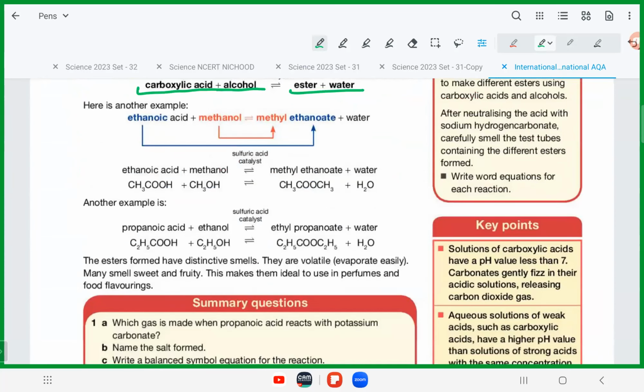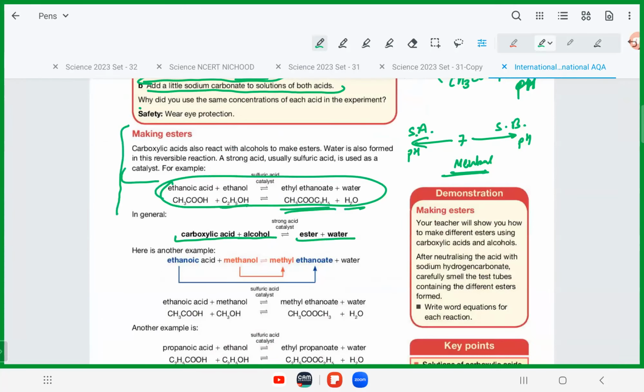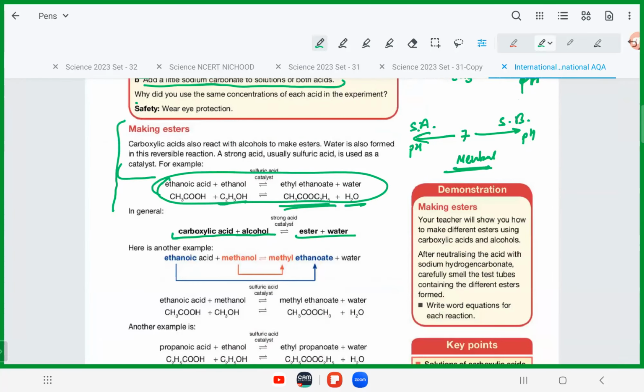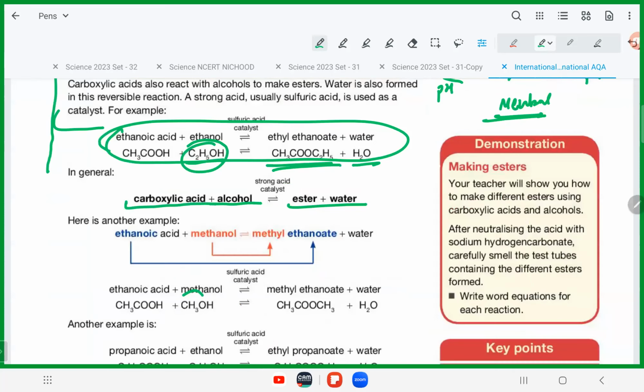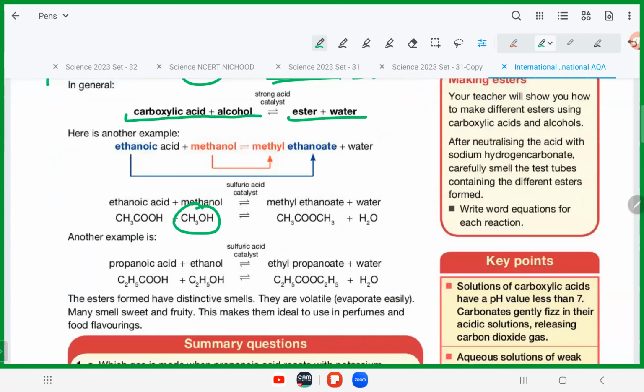Okay. So see, one reaction we studied with ethyl alcohol. What we are going to do now is with methyl alcohol and ethanoic acid, and the second one with propanoic acid and ethanol. So you need to show me these reactions.